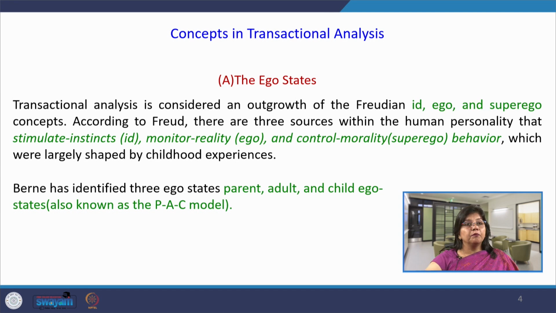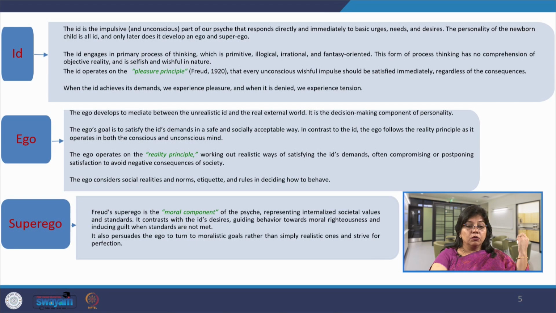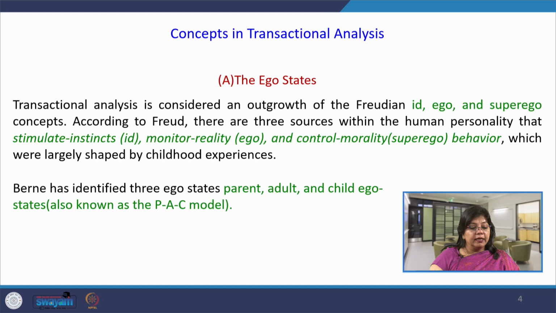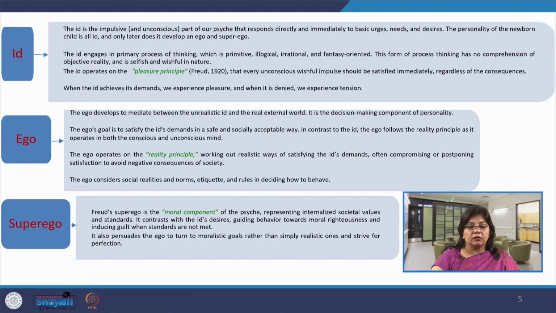But how has Eric Berne used this aspect of human personality in his own theory of psychotherapy? He has transformed the id, ego and superego into a PAC model, that is the parent, adult and child ego states, showing how these ego states function when an individual is engaged in a transaction with another person. So, getting into more detail about id, ego and superego will help us to understand the PAC model, that is the parent, adult and child ego states. So, let us go a little bit more into detail on id, ego and superego.